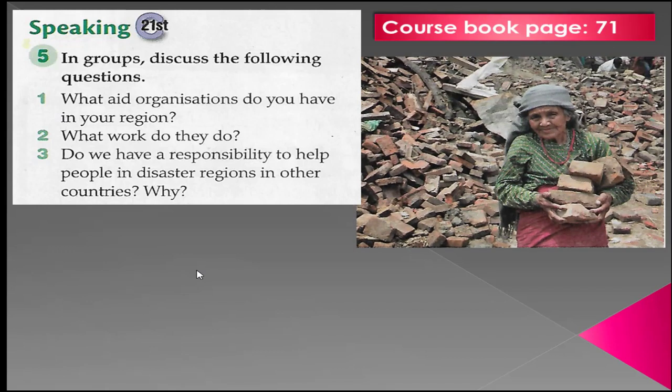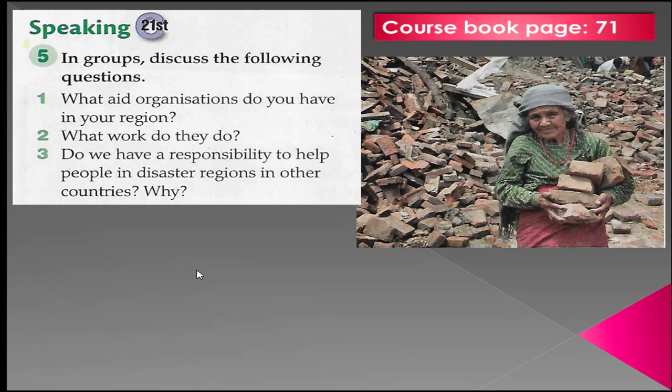So look at the picture here. According to this picture, do you think that you are responsible to help poor people? Let's begin with question number 1. What aid organizations do you have in your region? So tell me some organizations that exist in your country here in the UAE. And I think we have lots. One of them, I think, is the Red Crescent, and this is the most popular one.